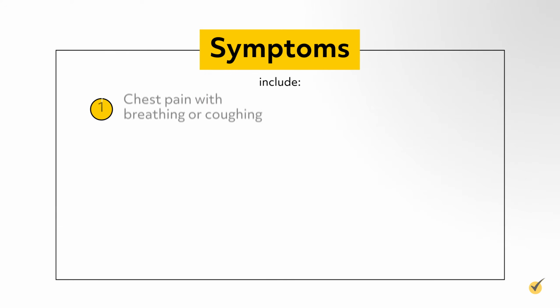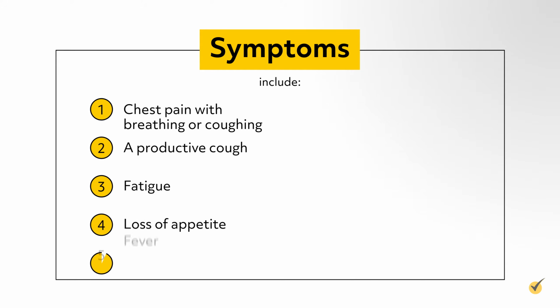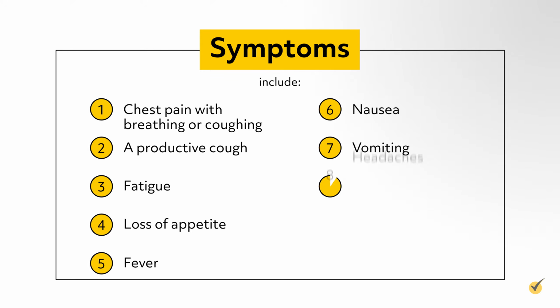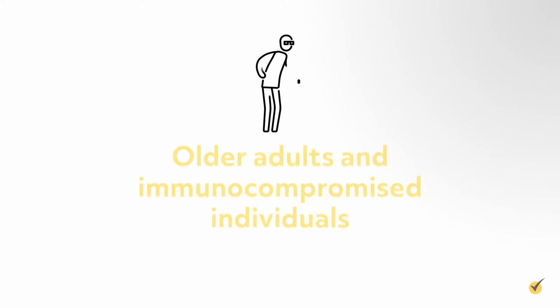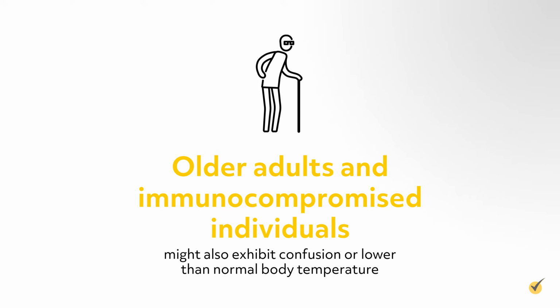Symptoms include chest pain with breathing or coughing, a productive cough, fatigue, loss of appetite, fever, nausea, vomiting, headaches, and shortness of breath. Older adults and immunocompromised individuals might also exhibit confusion or lower than normal body temperature.